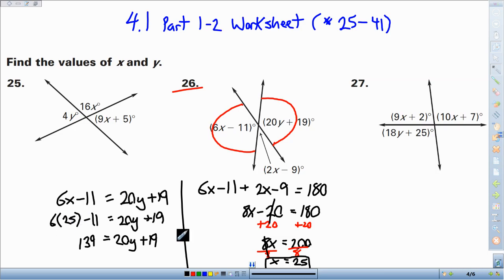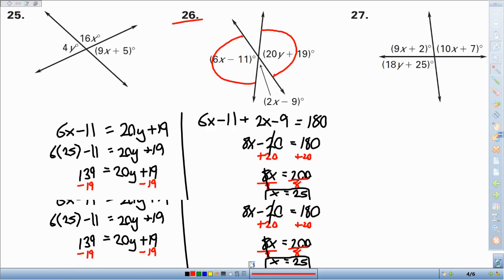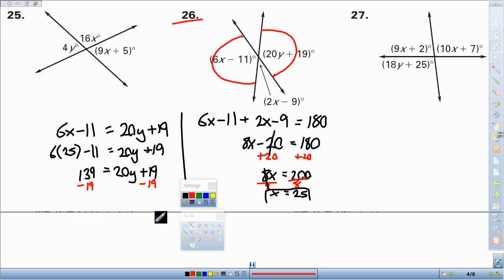Now I can actually start solving for y. I noticed we got this 20, we got this 19. We know we need to get rid of the 19 first because we deal with addition or subtraction first, right? So I'm gonna have to scoot down. 139 minus 19 gives me 120 on the left. On the right, those are gone. I have 20y.